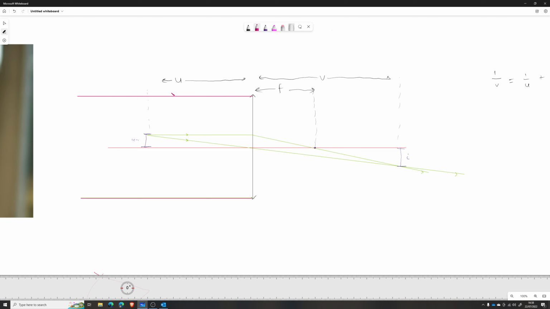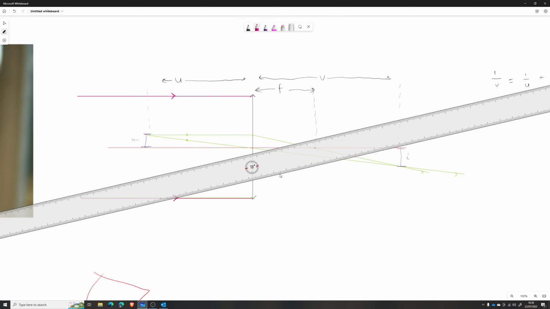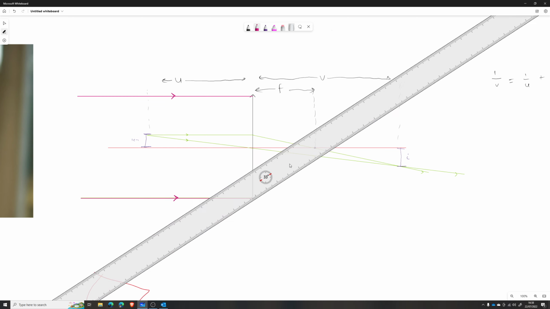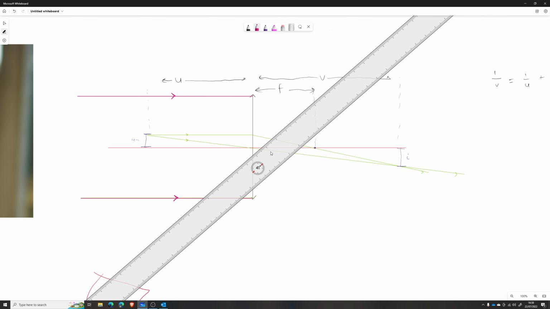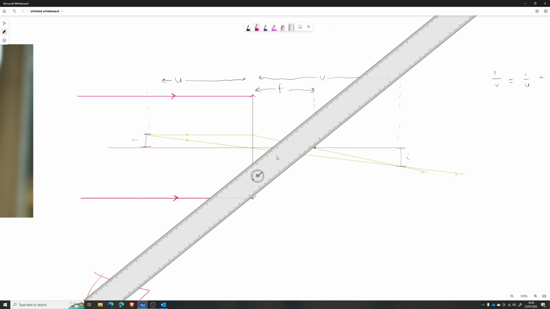So here comes the light from a distant point source. Now remember, this light has spread out from a single point, but because we're so far from that point, these rays appear to be parallel. And they will be roughly. Because they're parallel to the principal axis, both of these rays therefore will pass through the focal point.